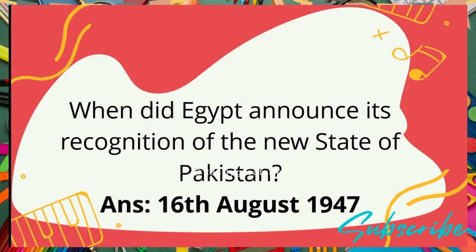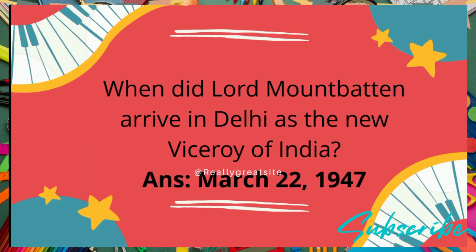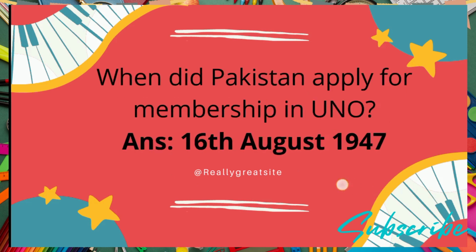When did Egypt announce its recognition of the new state of Pakistan? 16th August 1947. When did Lord Mountbatten arrive in Delhi as the new Viceroy of India? March 22, 1947. When did Pakistan apply for membership in UNO? 16 August 1947.